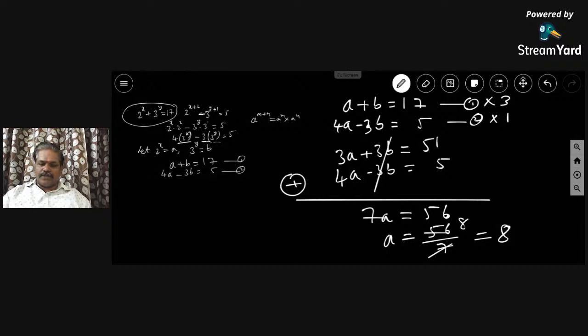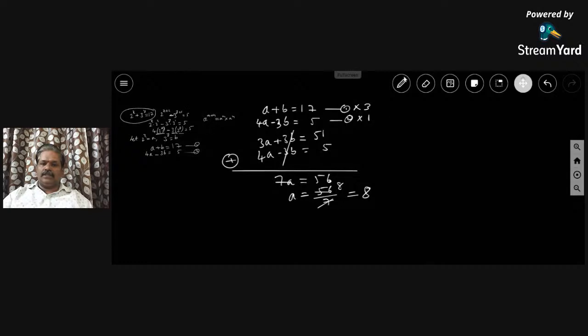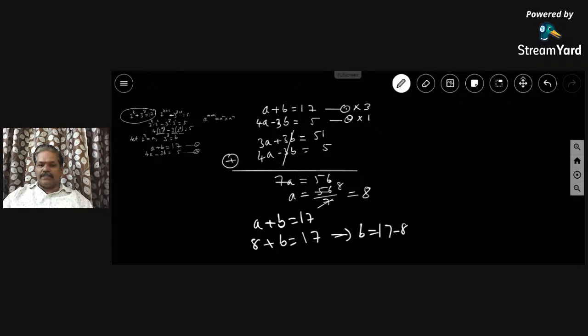Now if you substitute that in the first equation, a plus b equal to 17, we get 8 plus b equal to 17. That implies b is 17 minus 8, so b is 9. But in the question, there is no a and b; those are what we assumed.